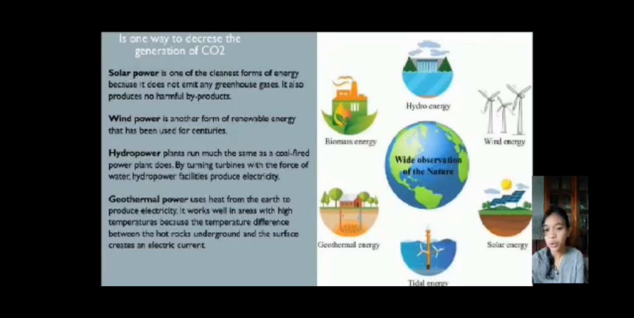environment and for consumers. Wind power is another form of renewable energy that has been used for centuries. So, wind power produces no emissions or pollutants, and wind is a virtually unlimited resource.